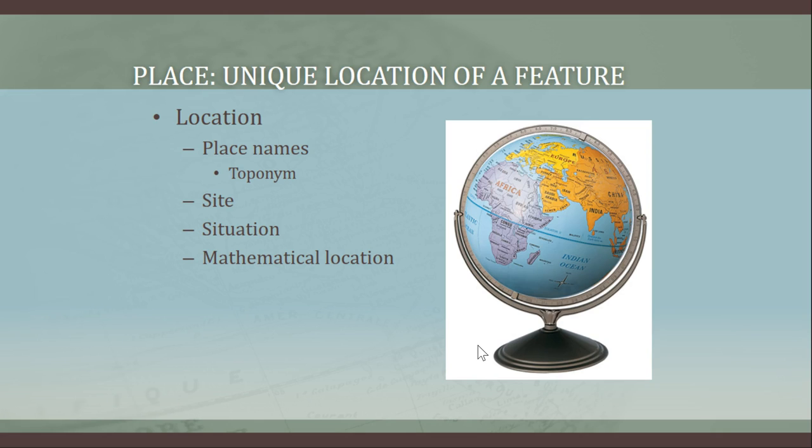Now place we know is the unique location of a feature. Location we know deals with site and situation, but then there are two other things we want to go with there, and that is the name and the mathematical location. When we talk about the name of a place, we are talking about its toponym, right? And we'll talk about toponyms a lot because toponyms can tell you a lot about the culture that lives there. So that's going to come up in a different unit of conversation. I just want to mention it now when we're discussing location, because these are the four things that go with every location. Then there's the mathematical location, and that's going to refer to latitude and longitude.